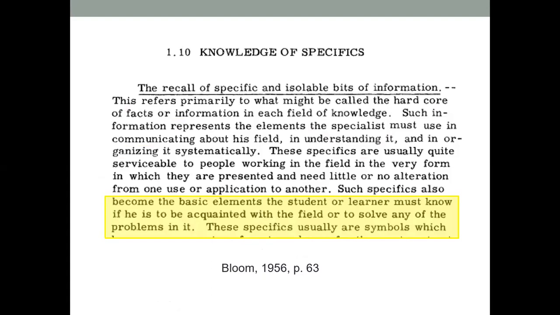So I'm just going to go through some of the other things that Bloom talks about as key factors of the knowledge level. The basic elements that the student or learner must know if he is to be acquainted with the field or solve any of the problems in it. So we're talking about symbols, we're talking about jargon, we're talking about key vocabulary. If you're teaching some sort of math course, right, obviously the symbols, or for us as chemists, the symbols, any sort of symbols in any language that you're using, right? I mean, even if it's a poetry unit, just the symbols for figuring out meter, right? Any of those symbols are all considered knowledge.